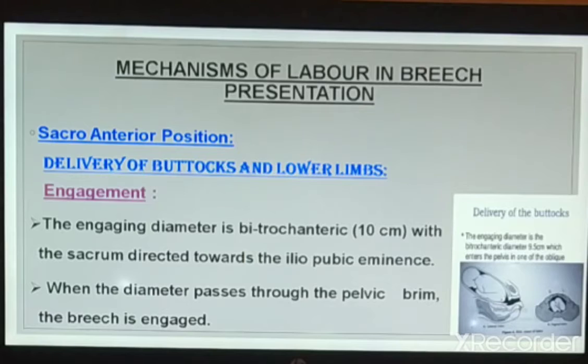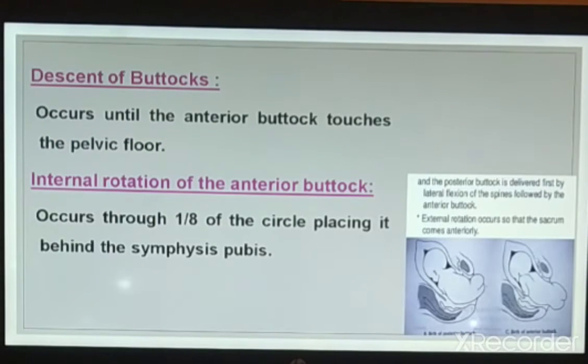There are three cardinal movements. First is the delivery of buttocks and lower limbs. First engagement takes place. The engaging diameter is bitrochanteric, 10 cm, with the sacrum directed towards the iliopubic eminence. When the diameter passes through the pelvic brim, the breech is engaged. Descent occurs until the buttocks touch the pelvic floor.